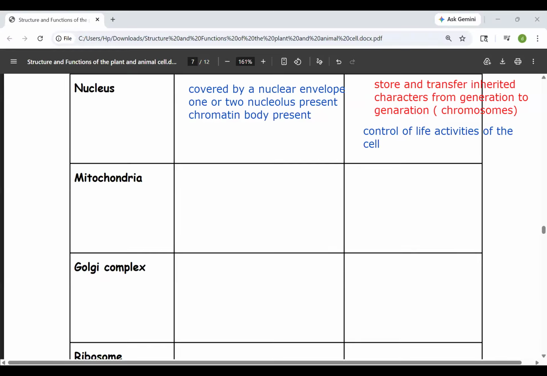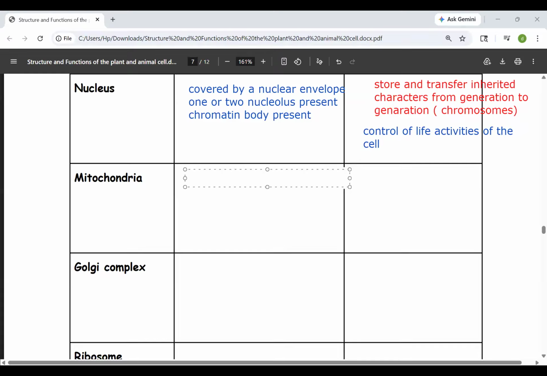Then we will study mitochondria. I think you saw those things in the video. Regarding mitochondria, there are very few things we have to write. It is an oval or rod-shaped membrane-bounded organelle. Aerobic respiration reactions occur inside the mitochondria, right? Cellular respiration takes place within the mitochondria to release energy. So the mitochondria is considered the powerhouse.